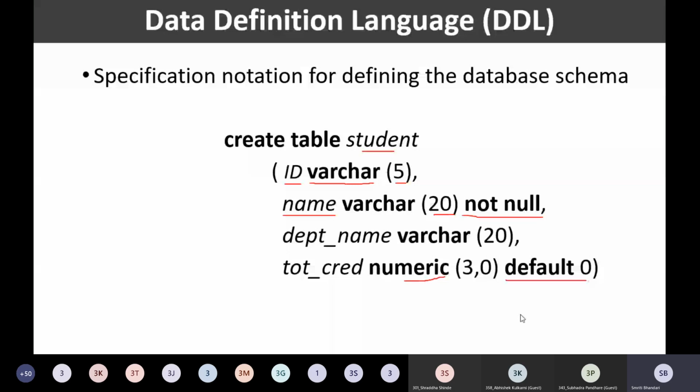Is that clear? Yes? Yes, ma'am. So may I proceed? Yes, ma'am. So this is one kind of DDL statement. This is one kind of DDL statement that is being used to create a table. Correct? So let us proceed with a few next concepts.